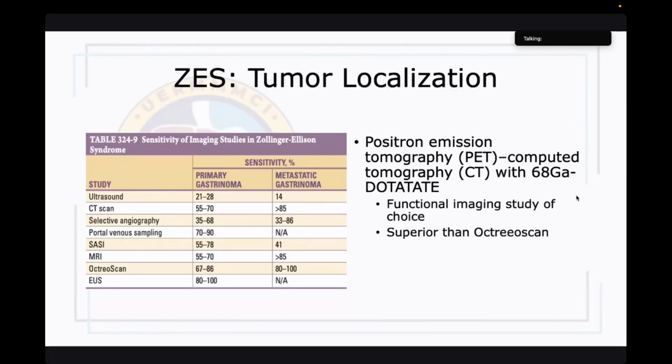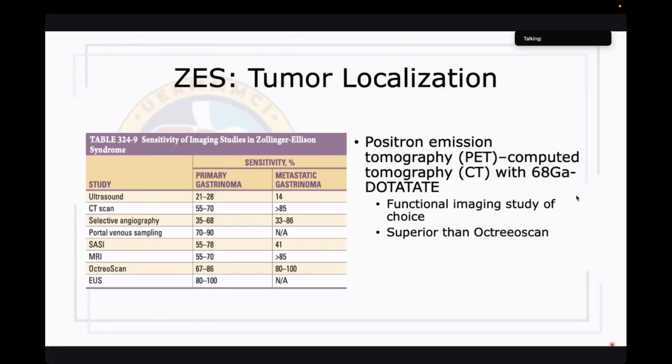When biochemical diagnosis of ZES is already confirmed, so you have an elevated gastrin, you have a positive secretin test, then the next step would be tumor localization or staging. Both MRI and CT scan are fairly reliable and are readily available, especially the CT scan. So they are the logical first step in checking for metastasis. If available, the octreotide scan would even be a better option than CT or MRI.